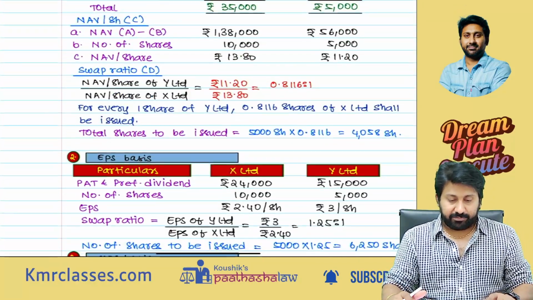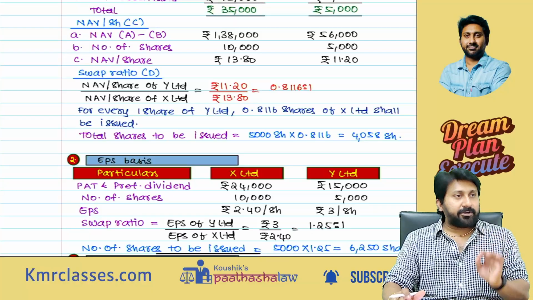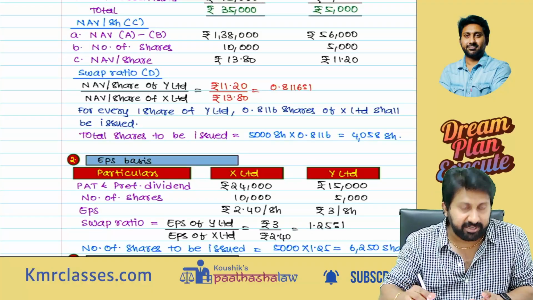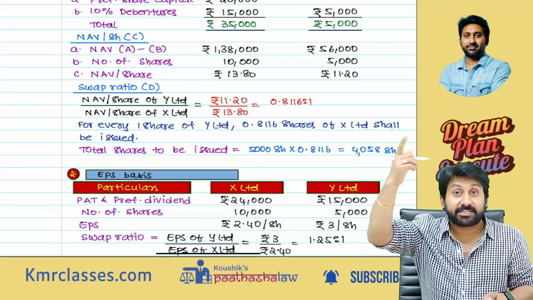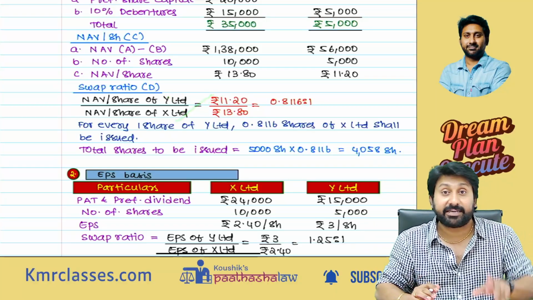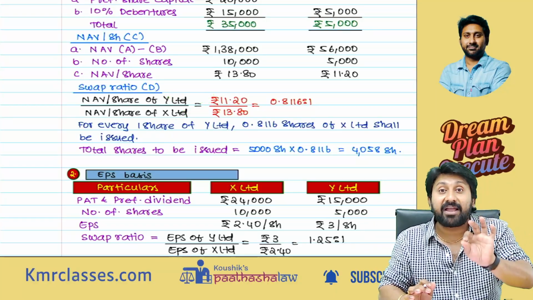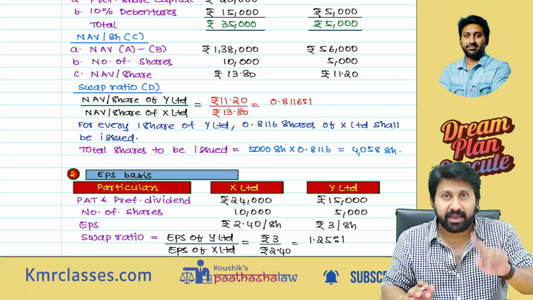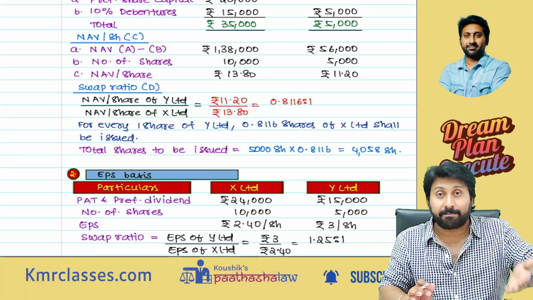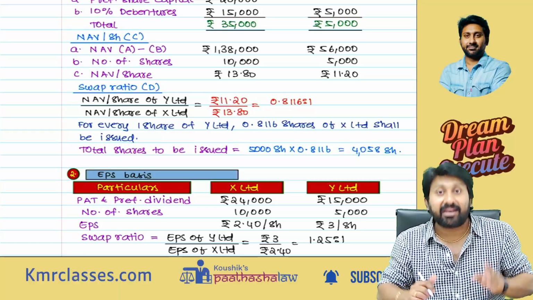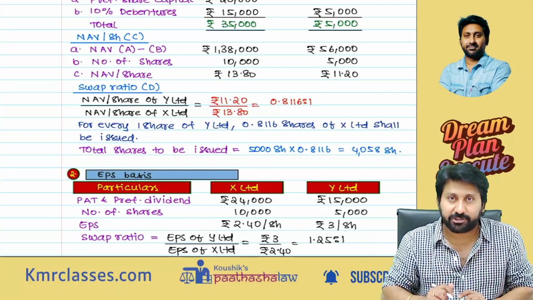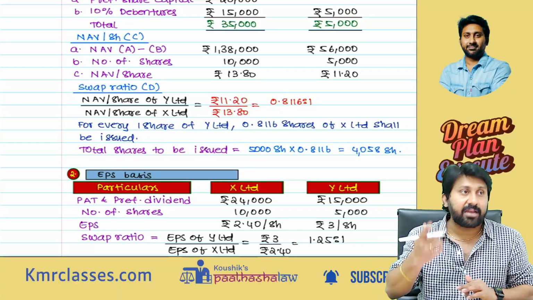Mergers and acquisitions. See, in mergers and acquisitions, the most important thing is the swap ratio. First one, what ratio? Swap ratio. Swap ratio means NAV per share of selling company divided by NAV per share of purchasing company. But if the company is non-performing, or it is in a non-performing asset, then reverse calculations will be made in the swap ratio. What ratio? Reverse calculations will be made.